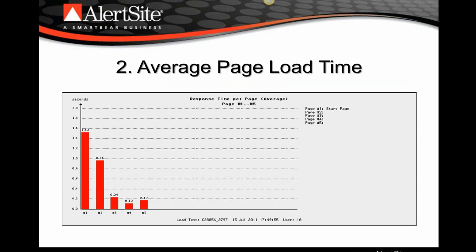This is one that I personally love, the average page load time. And what you're seeing here is, here are the 5 pages that were being tested on this particular website, and this is how long it took each page to load. This is the page itself loading, as well as all the objects on that page. So you can tell this is a problem. If you look at this, you're going to see that page 1, which was the home page, took a lot longer to load than any other page during the test.